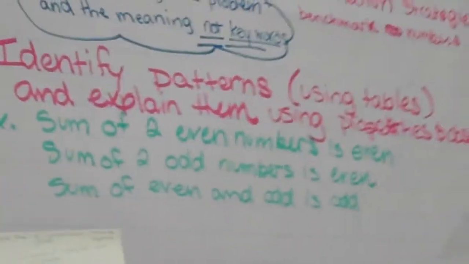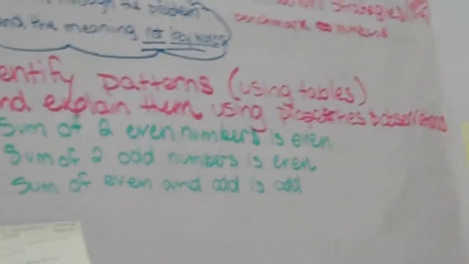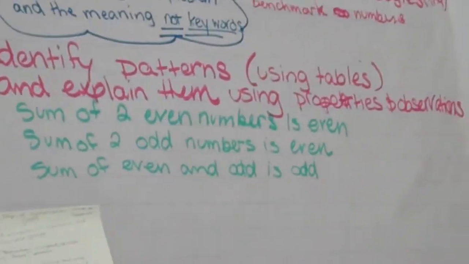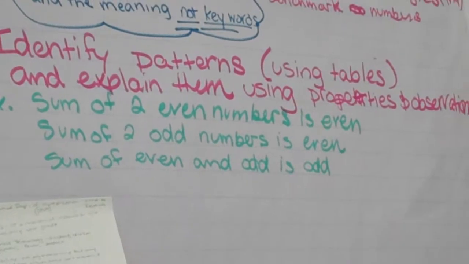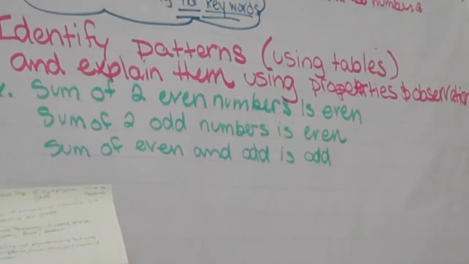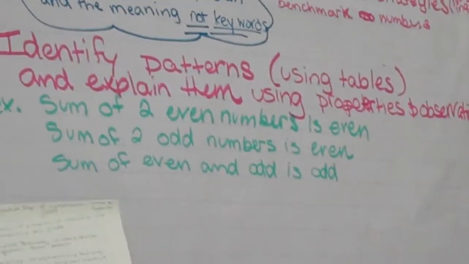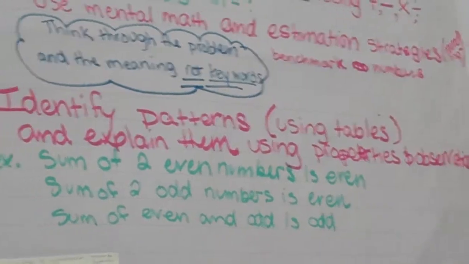And then the last thing for identifying patterns was using tables, explaining them, using properties and observations. For example, the sum of two even numbers is even, the sum of two odd numbers is even, sum of an even and odd is odd. And you could also, for multiplication, and they gave lots of different examples for identifying patterns.